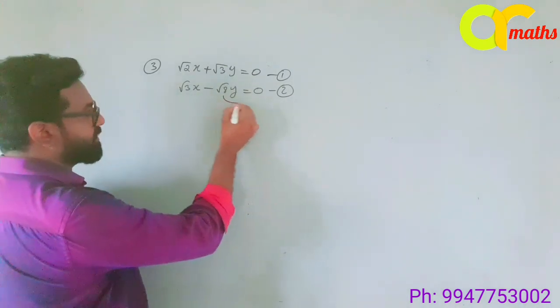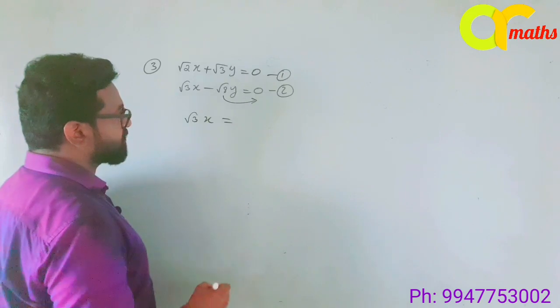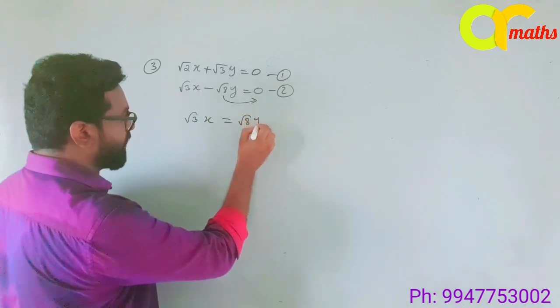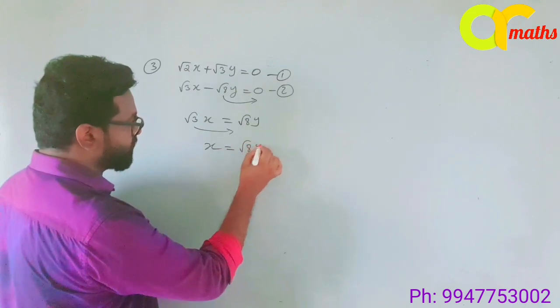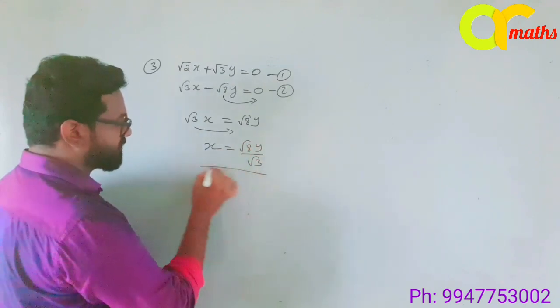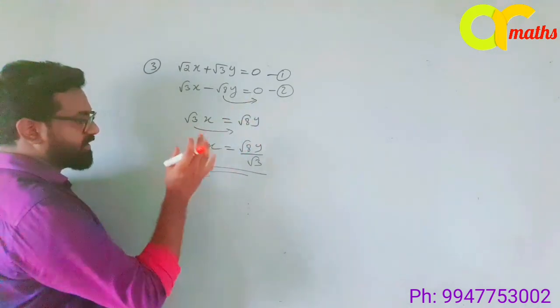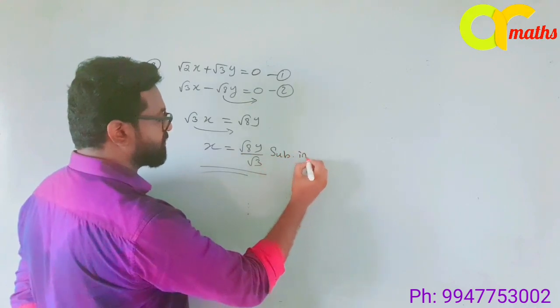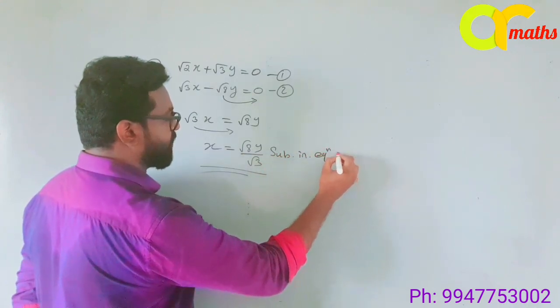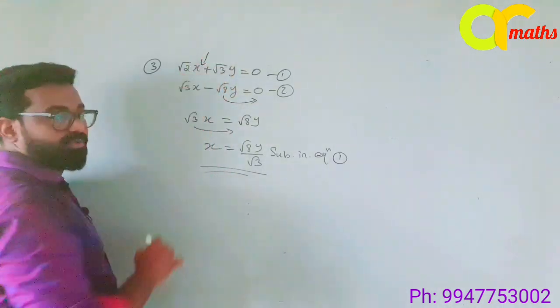So here you can find x: root 3x equal to 0 plus root 8y, that is root 8y. Then x equal to root 8y divided by root 3. Okay, you got x from the second equation. That x, substitute in the first equation. So just substitute the value of x in equation 1.